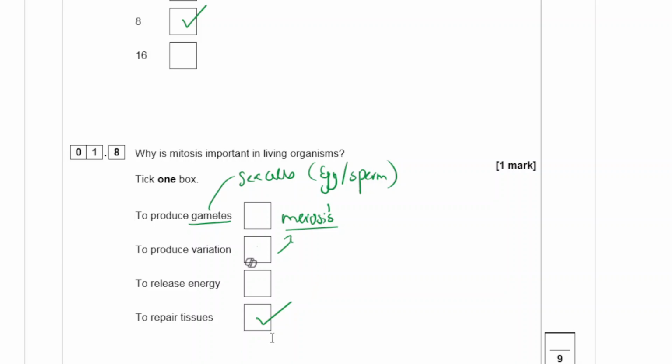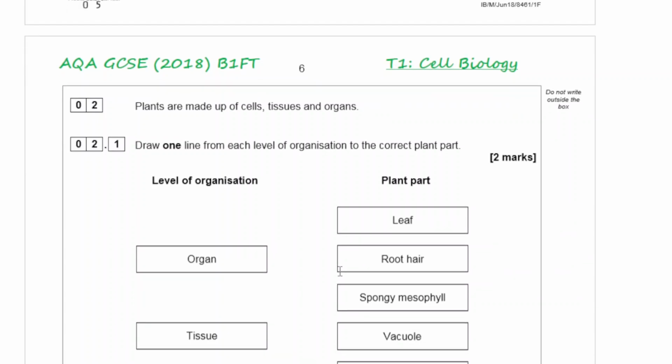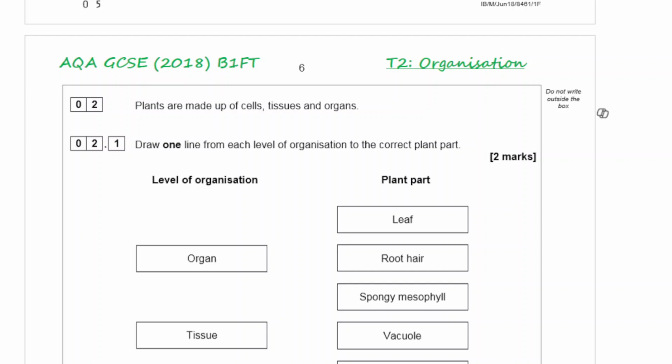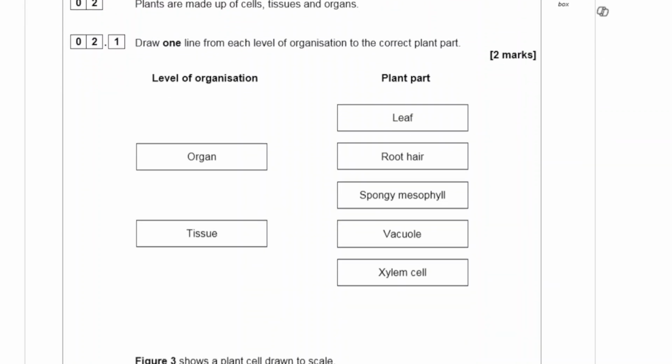Let's have a look at question number 2. Question number 2 is again on the topic of cell biology. Plants are made up of cells, tissues, and organs. Actually, this is not on cell biology, it's actually on organization. Question number 2, this part is actually starting on organization, because we're talking about cells, tissues, and organs. Draw one line from each level of organization to the correct plant.